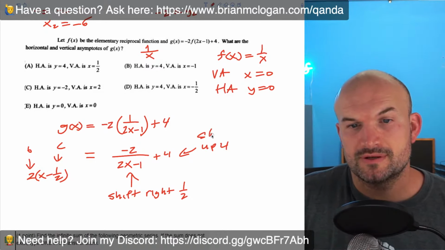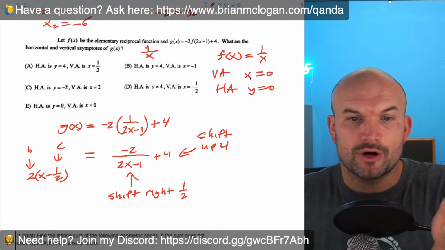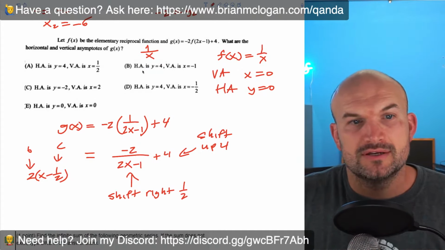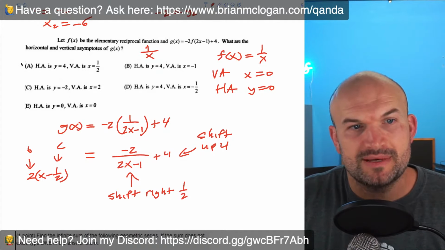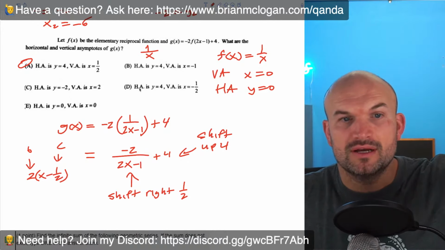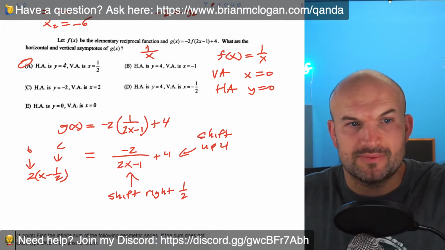So if my vertical asymptote was at 0, but I shifted it 1/2 to the right, then x is going to equal 1/2. So the only one that's 1/2 is going to be A. And then my horizontal asymptote is at 0, but then it got shifted up 4, so it's going to have a horizontal asymptote at 4, vertical asymptote of x equals 1/2. Yeah, there you go.